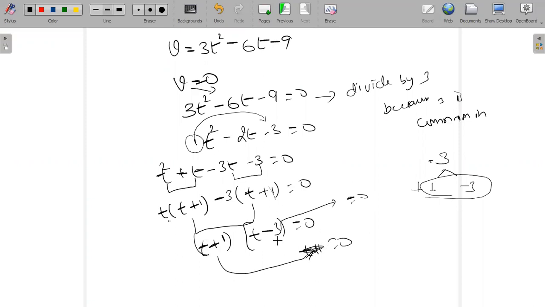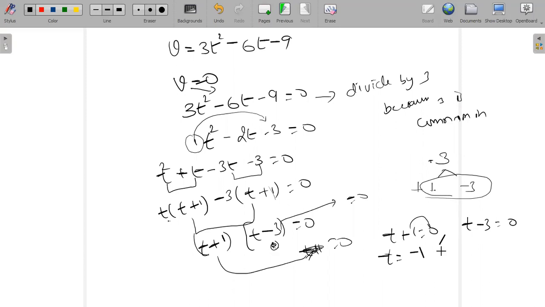Why? 0 into this thing will become 0. If this is 0, 0 into this will become 0. So we have to equate once t plus 1 is equal to 0. One time we have to equate t minus 3 is equal to 0. From here you will get the value t is equal to, this plus 1 goes to the other side, becomes minus 1.